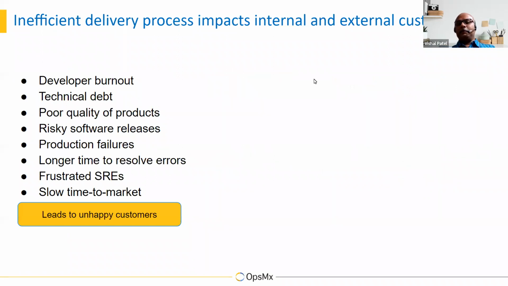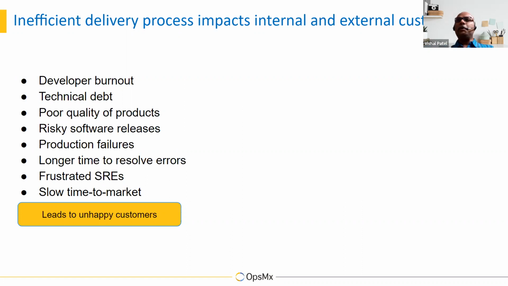Well, this is one thing which I think most of you might already be aware of, right? What is this inefficient delivery process? What are the different parameters that come out of an inefficient delivery process usually? We talk about developer burnout. Developers end up getting involved in multiple different activities. Even in typical engineering teams, developers are the most bogged down people. They're actually burning out, right?